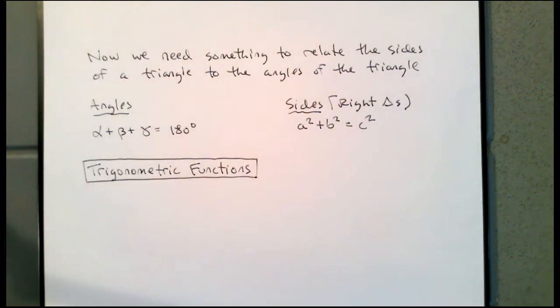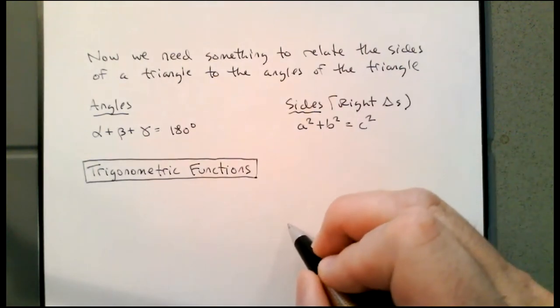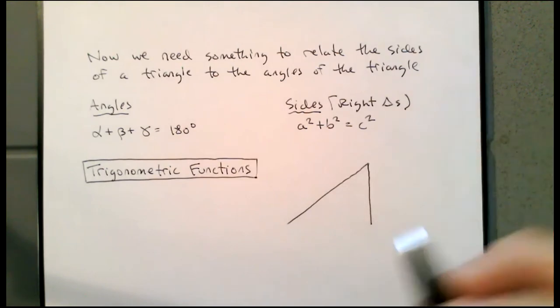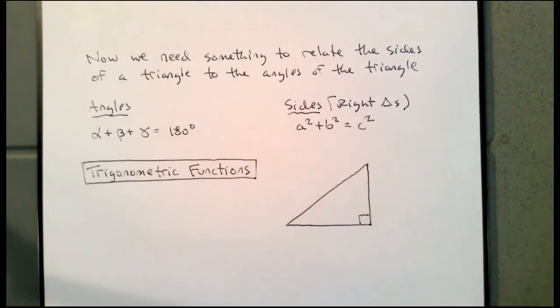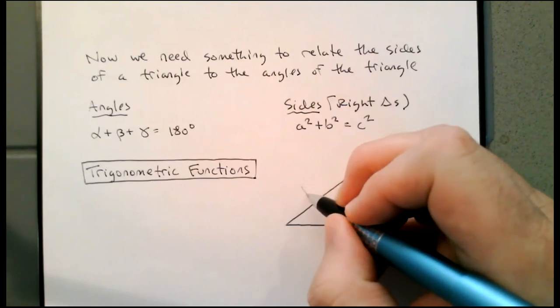Trigonometric functions are going to make a relationship between the sides of a right triangle and the angles in that right triangle. So let's draw a generic right triangle. Opposite the right angle is always the hypotenuse. I will abbreviate.